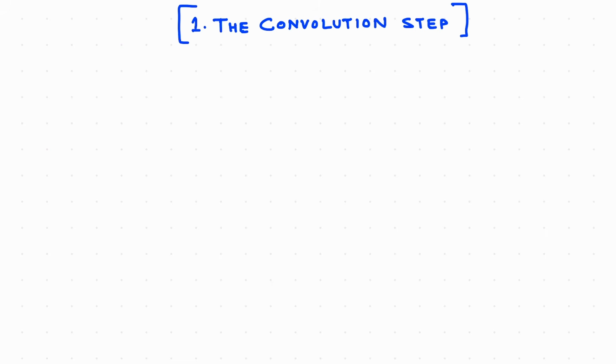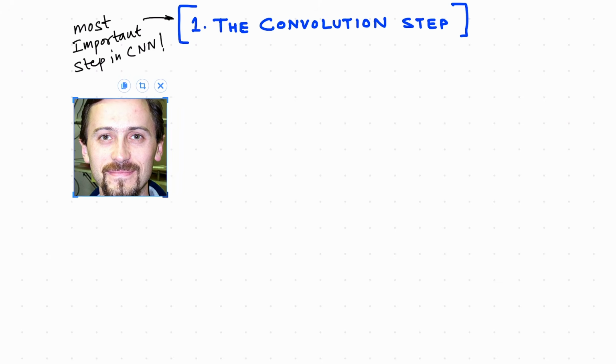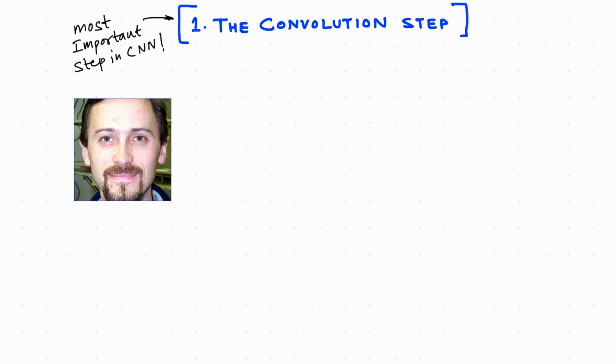The first one is the convolution step. This is the most important step of CNN because this is what really mimics the human eye, and it extracts the most important parts of an image. To understand convolution, let us first pay attention to the way you look at anything. How do you remember a person's face?